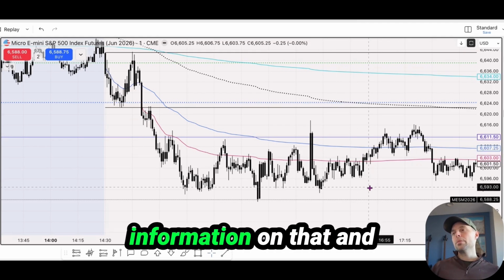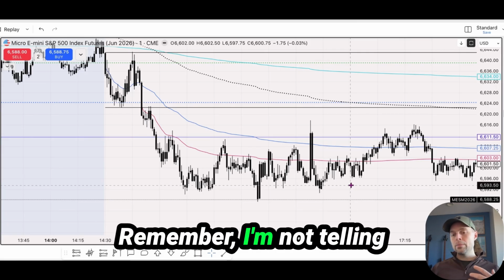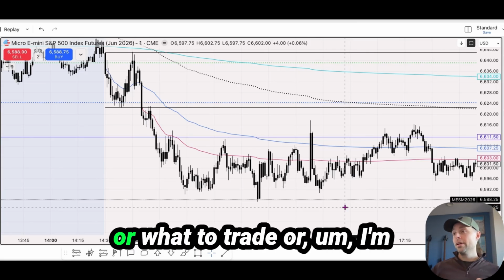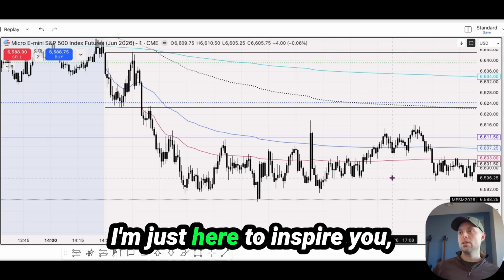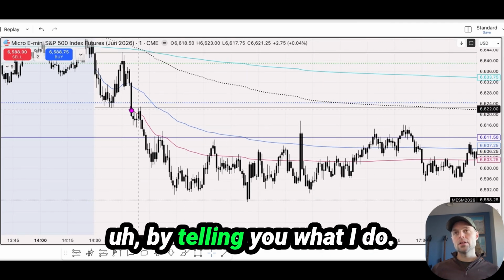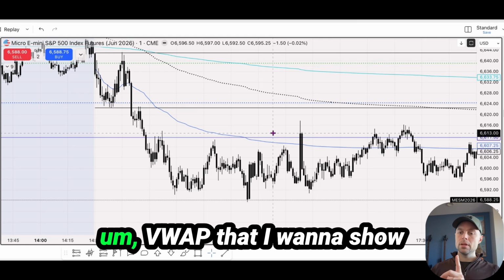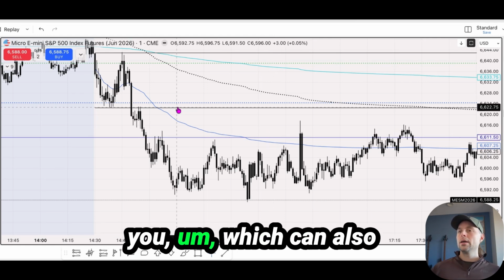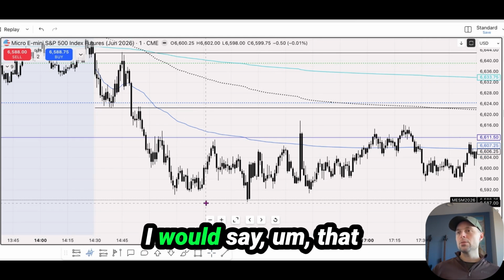So that's a bit of information on that and how to use it to trade off of, at least how I use it. Remember, I'm not telling you how to trade or what to trade, or teaching you anything. I'm just here to inspire you. There's one extra VWAP that I want to show you, which can also be plotted here on Friday's session with some relevance, I would say.